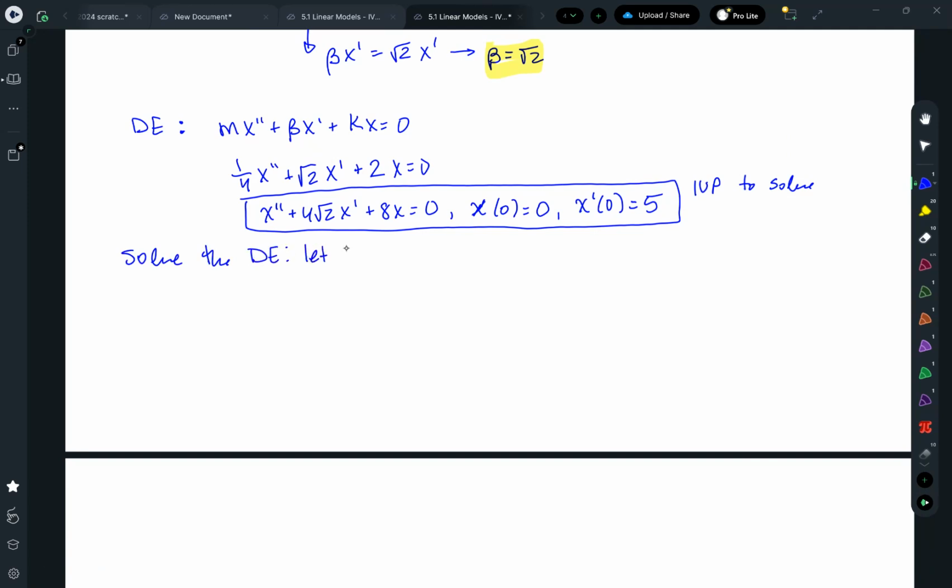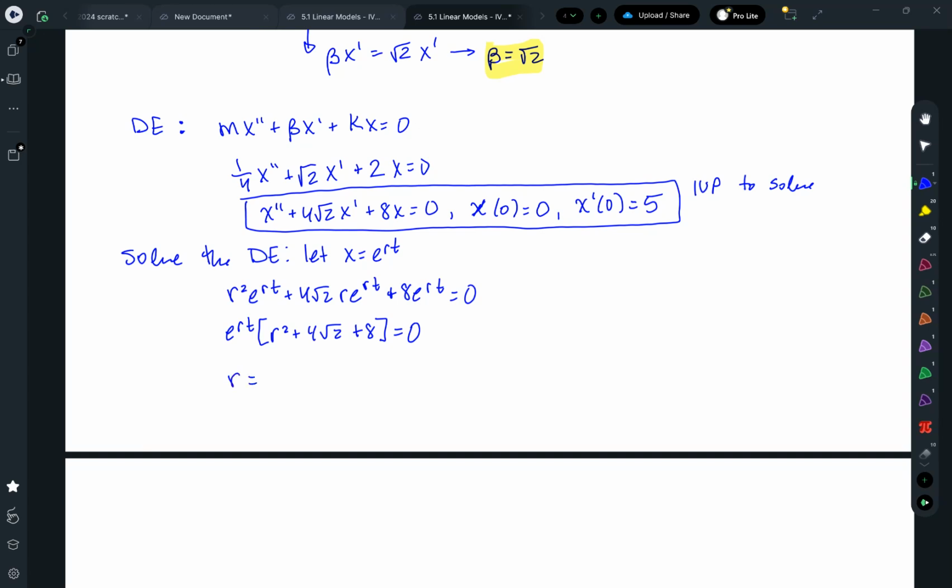We're going to let x equal e to the rt. So I plug everything in. I'm going to get r squared e to the rt plus 4 square root 2 r e to the rt plus 8 e to the rt is 0 when I substitute in x equals e to the rt and its derivatives. Factoring out the e to the rt leaves behind r squared plus 4 square root 2 r plus 8 equal to 0. And I'm going to need to use the quadratic formula in order to solve that.